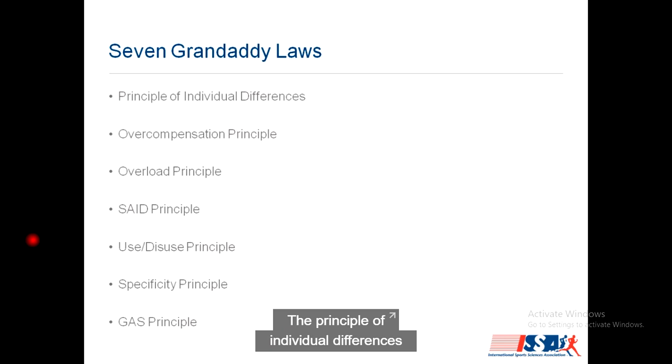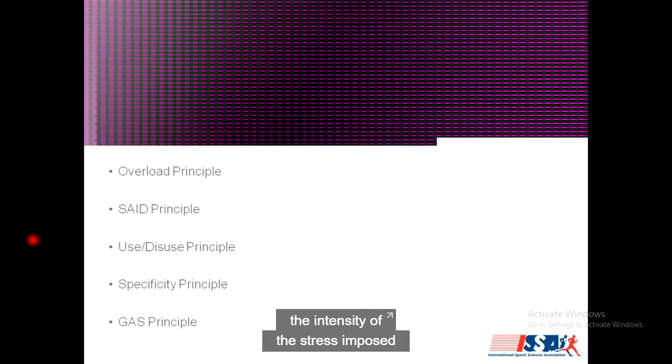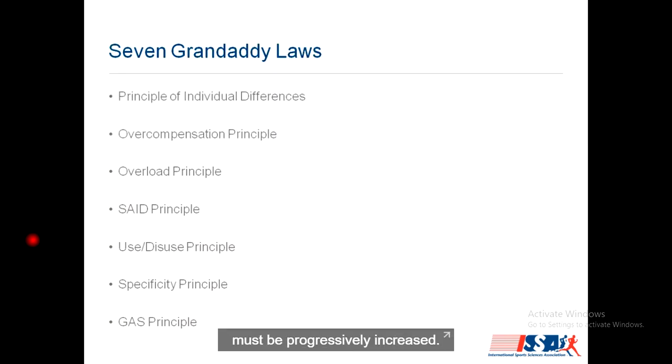The principle of individual differences states that while we all will have similar responses and adaptations to the stimulus of exercise, the rate and magnitude of these changes will be limited by our differing genetics. The overcompensation principle states our bodies will compensate to handle any repeated stress that our systems face. The overload principle states in order for gains to continue, the intensity of the stress imposed must be progressively increased.